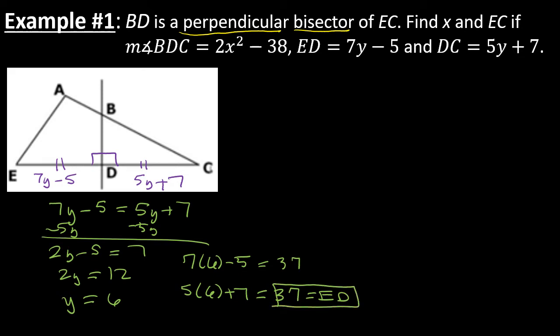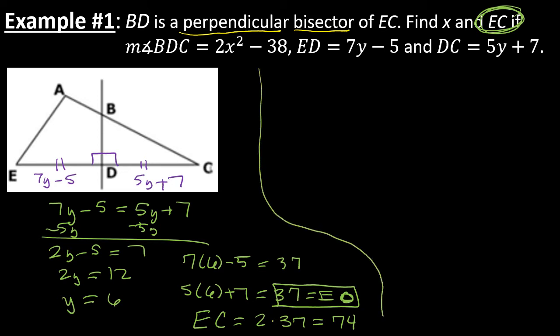Oh, actually, it's EC. Sorry. Wrong segment. So ED is 37, but look at what they want in the problem. They don't want ED. What do they want? They want EC. So I about made a common mistake that I see you guys make quite often. So let's fix that. EC is going to be double that 37, which is going to be 74. All right, whew, that was a mess.